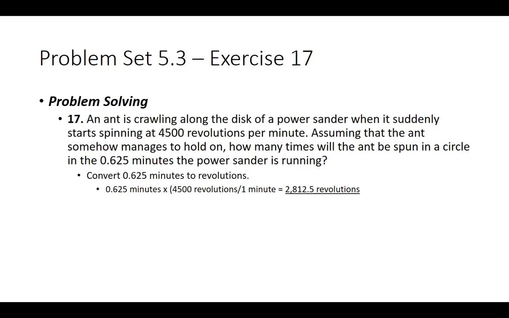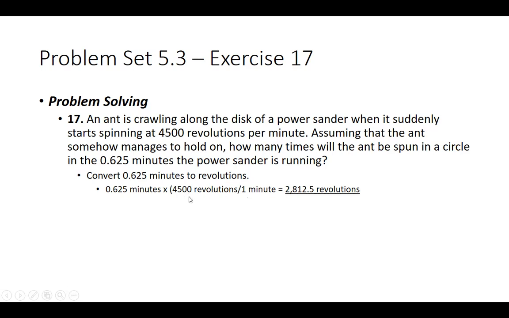So we want to convert the 0.625 minutes to revolutions. In order to cancel minutes, we need minutes on the bottom. There should be a parenthesis there after 1 minute. So minutes on the bottom to cancel minutes, revolutions on top, because that's how many times it will be spun in a circle. And that's what we're looking for. So we want the number of revolutions.